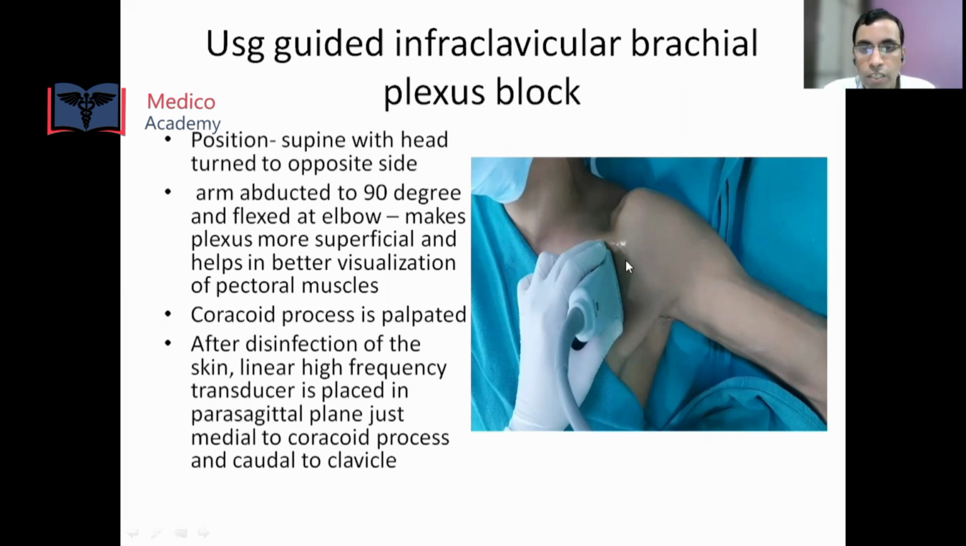The coracoid process is palpated. After disinfecting the skin, a linear high-frequency probe is placed in the parasagittal plane just medial to the coracoid process and caudal to the clavicle.